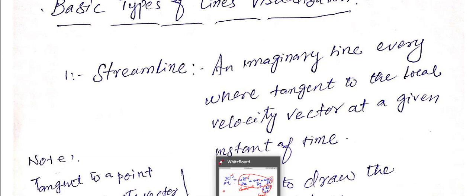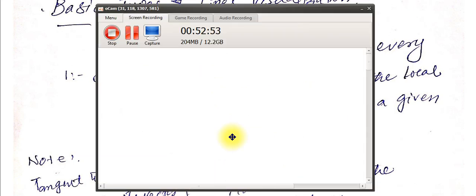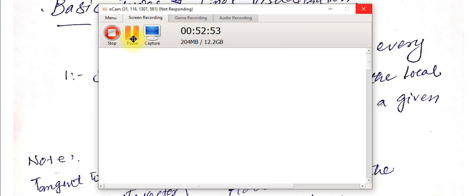Hello friends, today in this session I will be talking about streamline, pathline and streak line. At the end of this video, you will get a clear idea about what streamline, pathline and streak line are and how they are different from each other. Let us first understand what a streamline is.